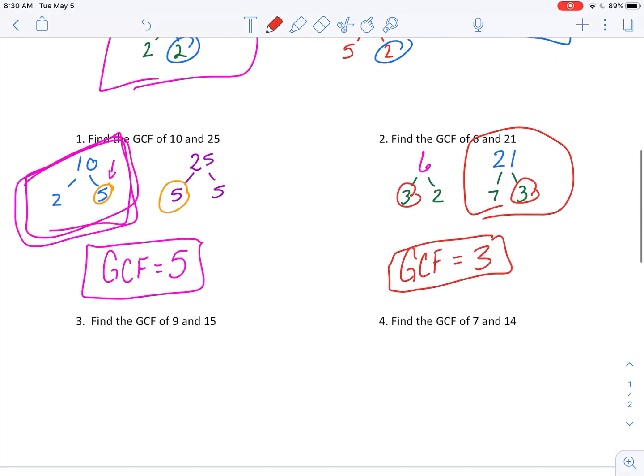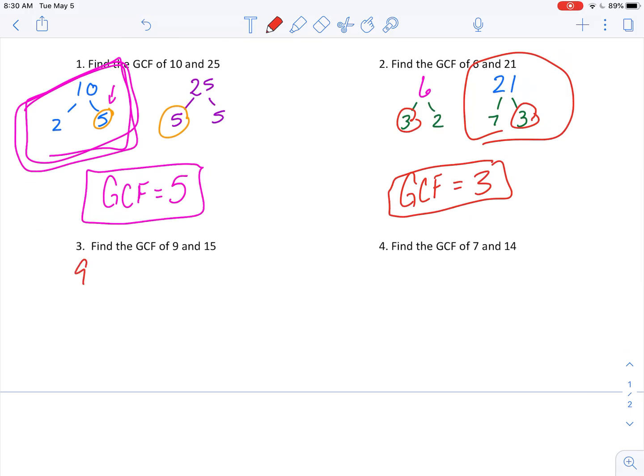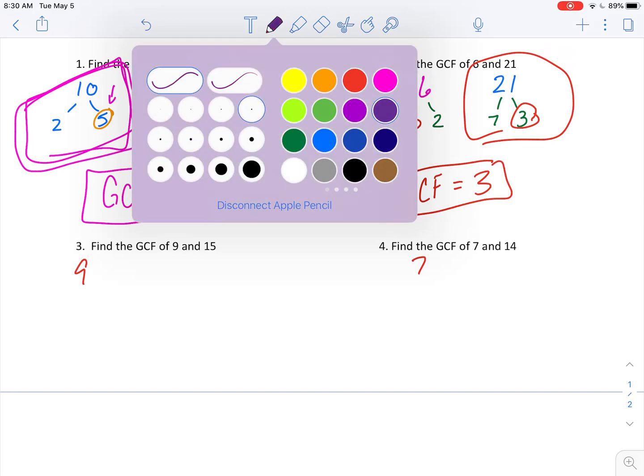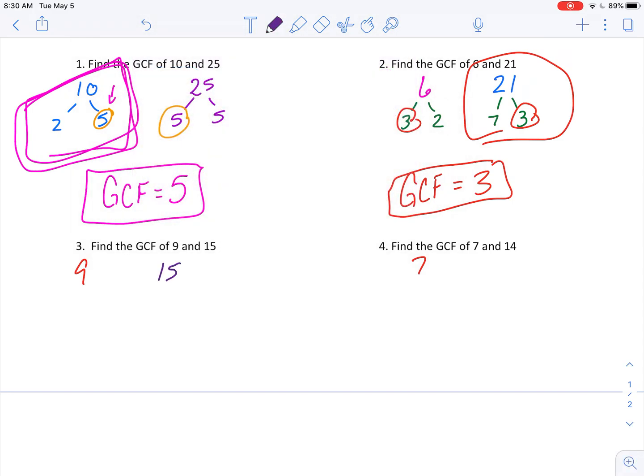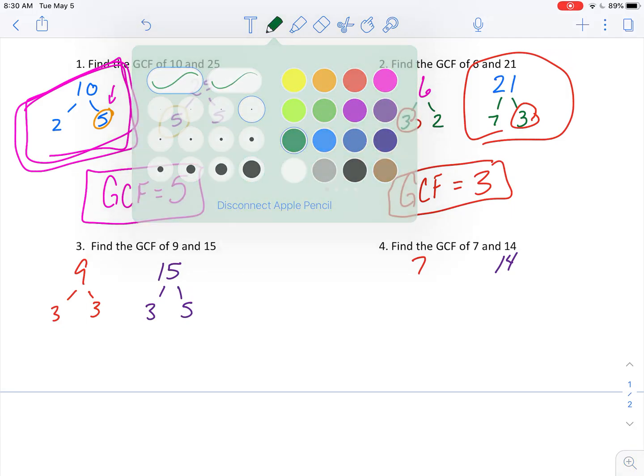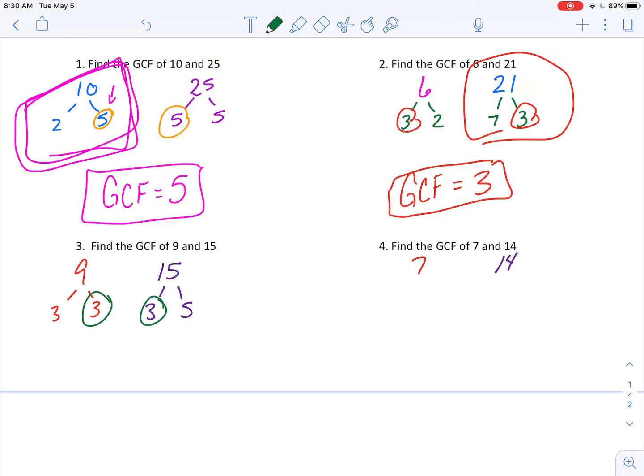And let's do our last two. 9 and 15 and 7 and 14. So 15, I can do 1 and 15, 3 and 5. 9 is 9 and 1, 3 and 3. So these are all prime numbers here. Can't break those down any farther. So let's circle what they've got in common. Well, they've got a 3 in common.